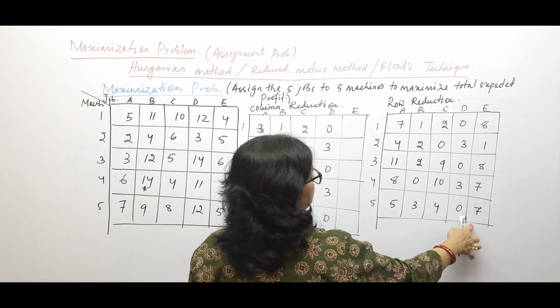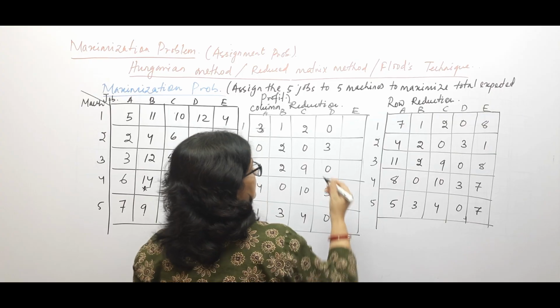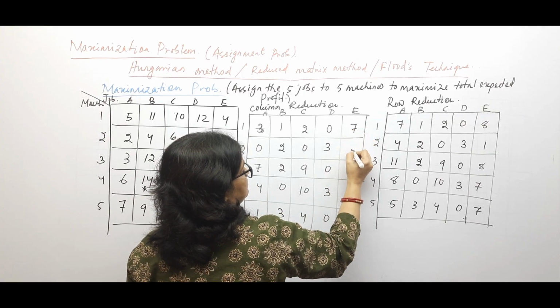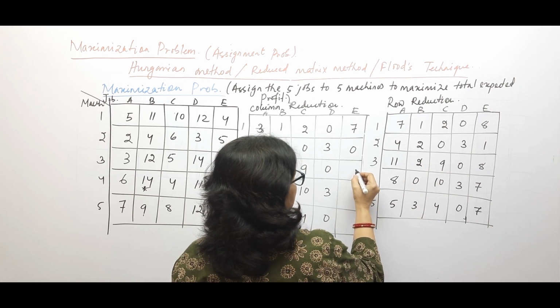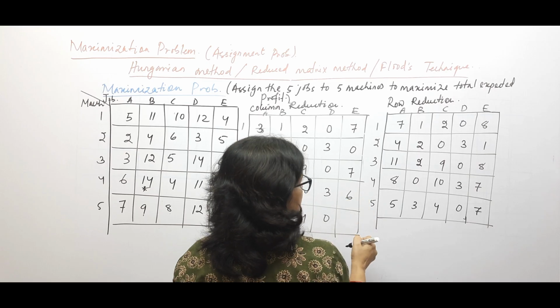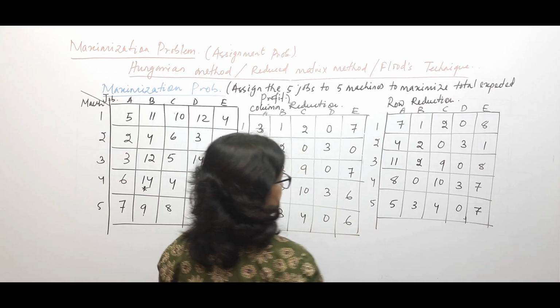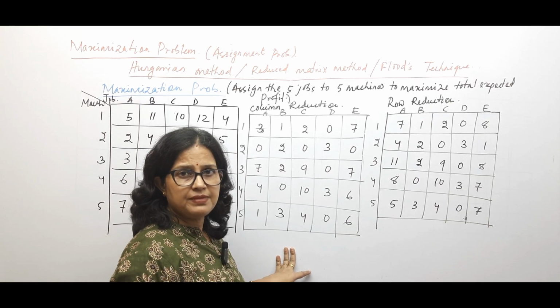For these we need to change, because we are having the minimum value as 1. So 8 minus 1, 7, 1 minus 1, 0, then 8 minus 1, again 7, 7 minus 1, 6, 7 minus 1, 6. So this is our column reduction matrix.